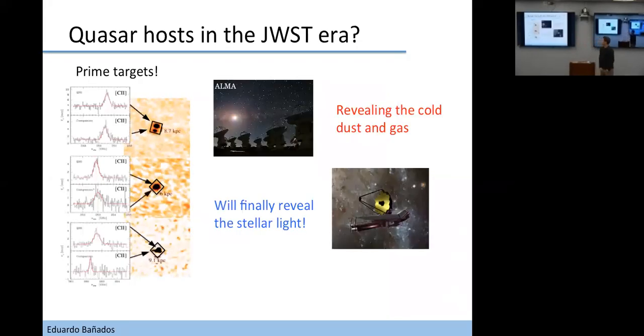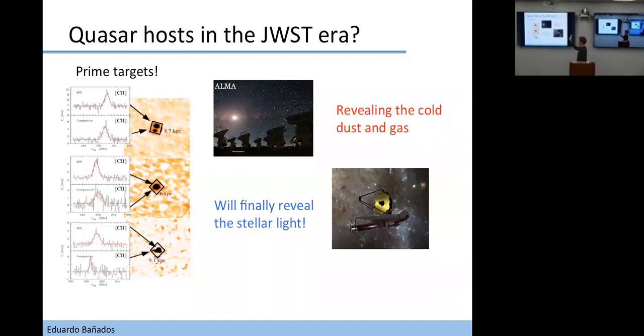And yeah, so what about JWST, right? I think these are exciting times, especially now that with ALMA we know these objects exist, they're spectacular. With ALMA we're observing for the first time the cold dust of the galaxies, but until now we haven't been able to see the stellar light of these objects because the central source outshines the galaxy at lower wavelengths, and even with HST we haven't been able to see the stars of these objects. And I really think that with JWST we will finally be able to do that.